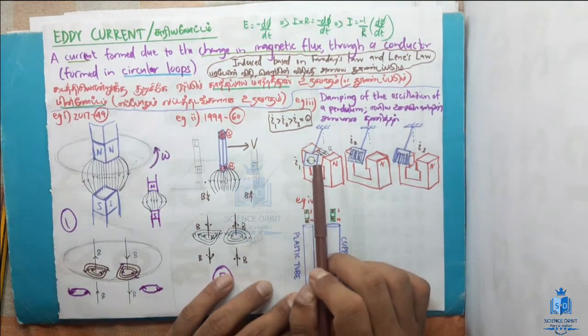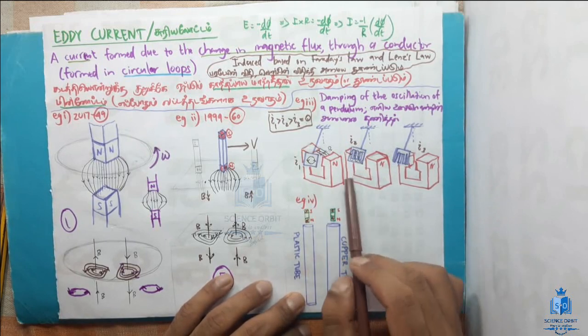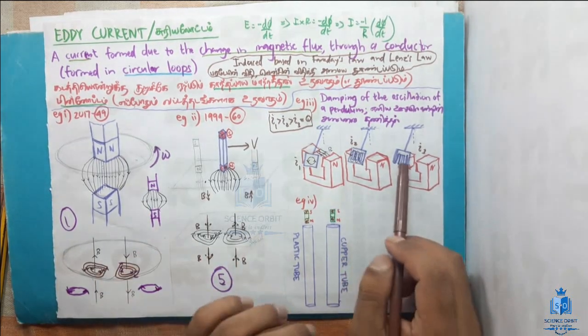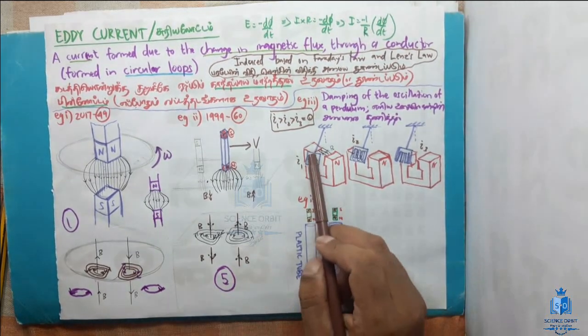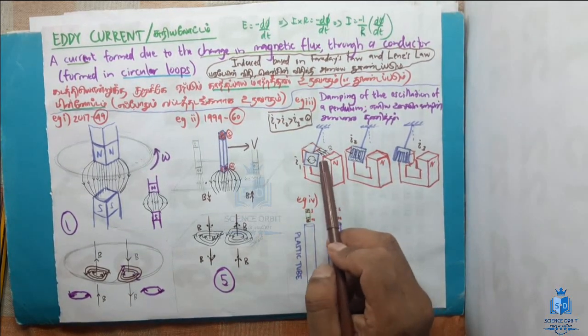So here it immediately comes to rest, here it comes to rest after a little while, here it doesn't come to rest immediately. Those are the three things. And if it was a non-conductor, it will not come to rest immediately.